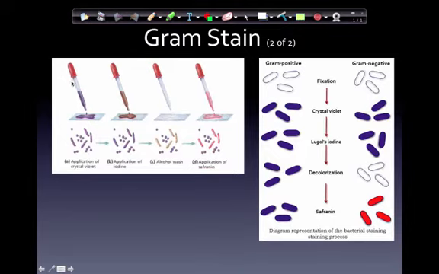After applying all of these materials to the slide where the bacteria is located, we know if they are gram positive or gram negative, and it helps us identify what type of bacteria it is. A gram positive will stain purple, and a gram negative will stain red.